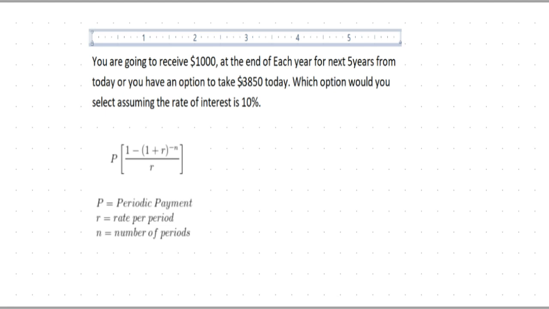Suppose you are going to receive $1,000 at the end of each year for the next 5 years. So the annuity is at the end of the period. Today you have an option to receive this for 5 years, or you have an option to take $3,850 today. Which option would you select, assuming the rate of interest is 10%?